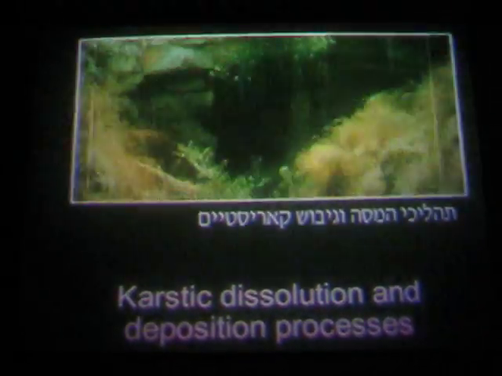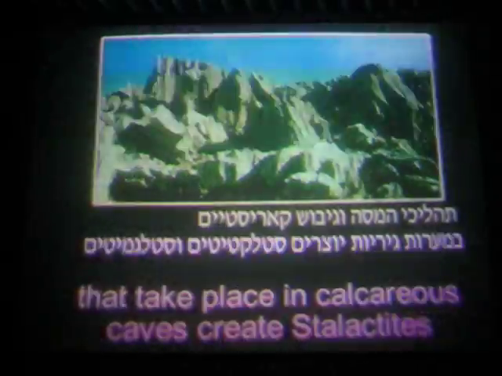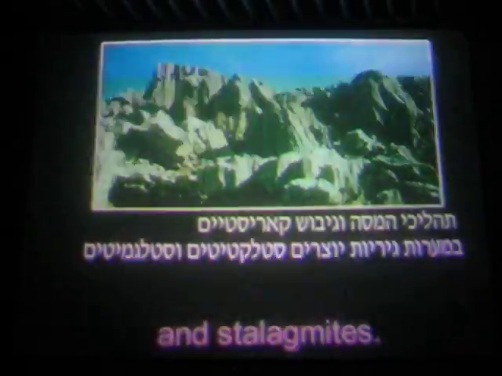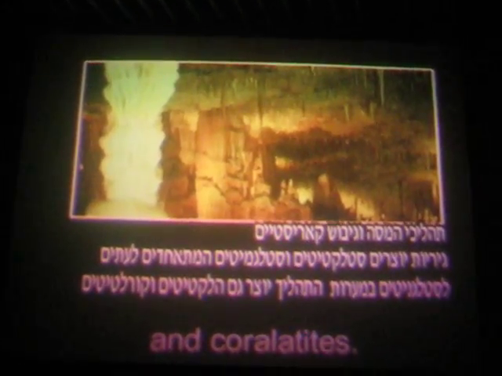Sometimes, stalactites will deteriorate because the flow of water to them becomes blocked. These are the ways in which the continuous, uninterrupted processes of dissolution, deposition, and weathering have always operated and will continue to operate. Karstic dissolution and deposition processes that take place in calcareous caves create stalactites and stalagmites. These sometimes merge and form columns. The process sometimes also produces helictites and corallitites.